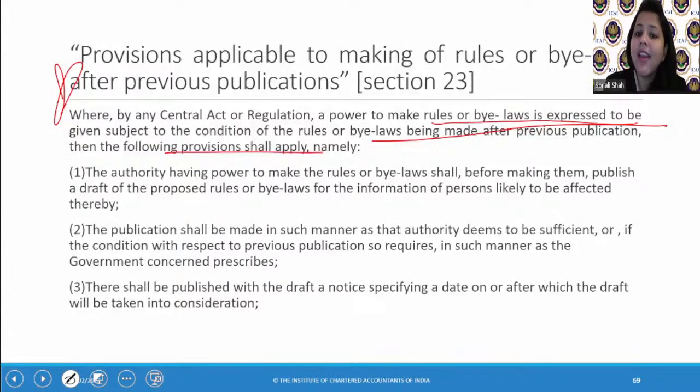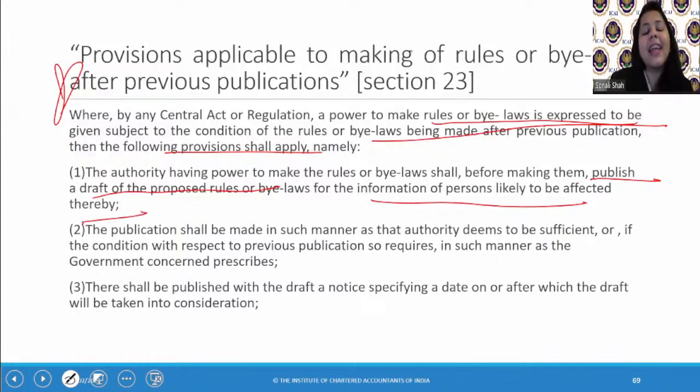So you will often see the draft rules are published. Recently there was a rule which was made for Companies Act. Those were also published. So where such a requirement is there, section 23 will be applicable. Now section 23 subsection 1 says, the authority having power to make the rule or bylaws shall, before making them, publish a draft of the proposed rule or bylaw for the information of the persons likely to be affected thereby. So this draft rules or bylaws will be published.